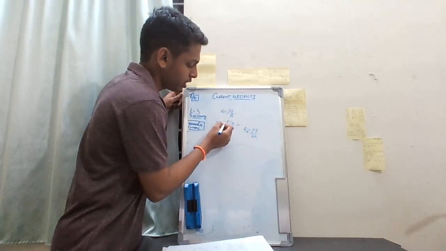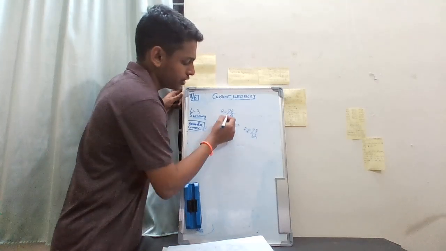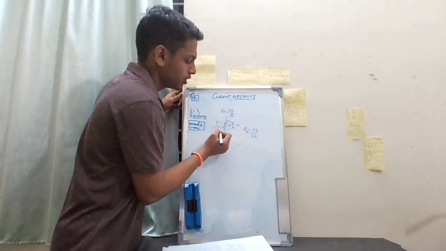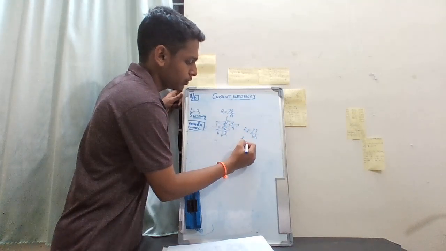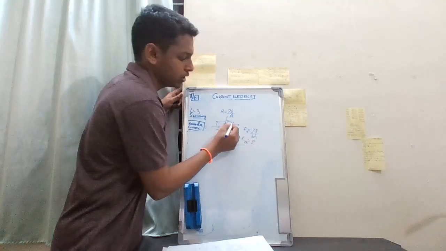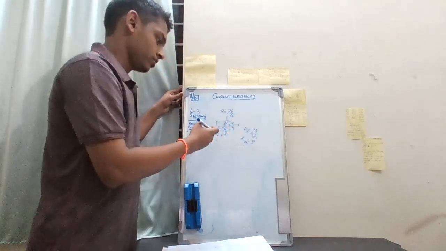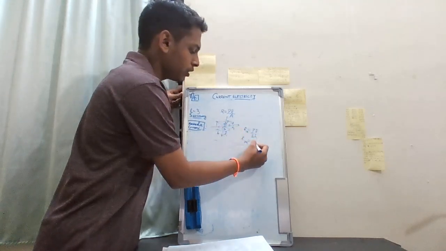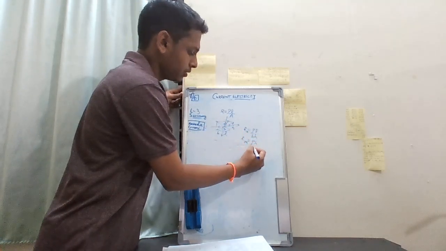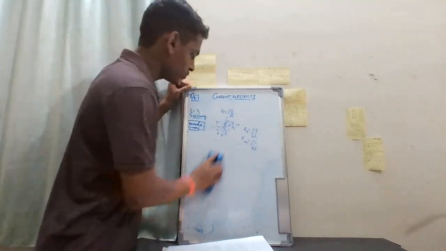If we consider the other two faces, 3 and 4, and the current is going like this, then R34 would be rho times H, because here H is the length through which the current will be passing. So it would be rho H by BL. That's it.